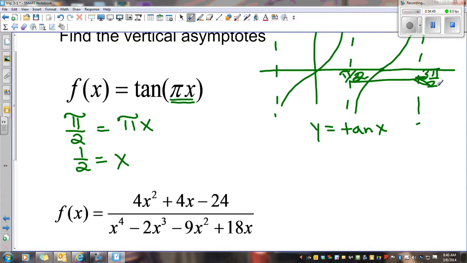Guys, pi over 2, yes, I have to add pi. But now we're not in that, we're in 1/2. How much did you add? How much do you add to get from 1/2 to 3/2? 1? Or 2 halves, 2 over 2. All right, and then the next one would be where? 5 pi over 2.